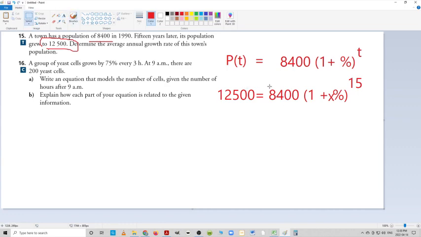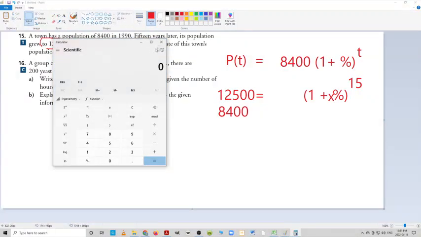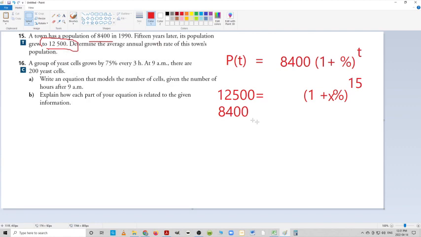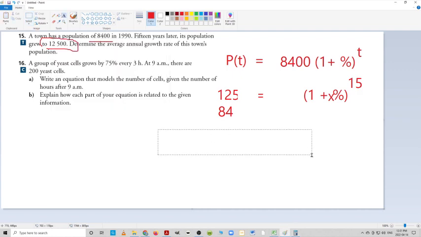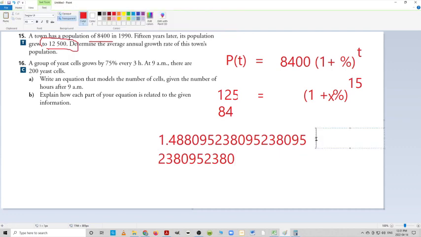So our first thing to do is divide by this on both sides, and it disappears. So 12,500. And an easier way to look at this is you can always just cross off these zeros, right, this and this. And it's 125 divided by 84 if you want to save time on a test. And I get this. Try to keep as much of that as possible. I'm going to even put it in memory. As much of that as possible. And it's equal to 1 plus x to the power of 15.